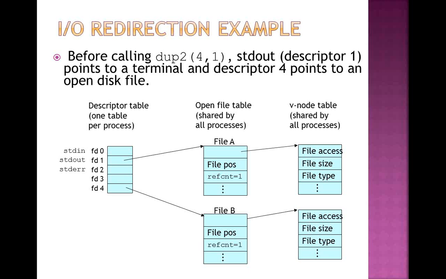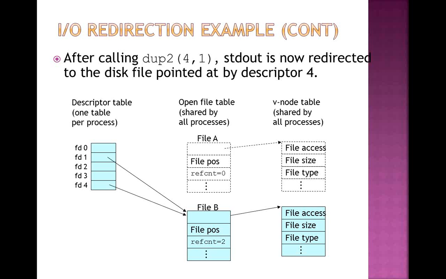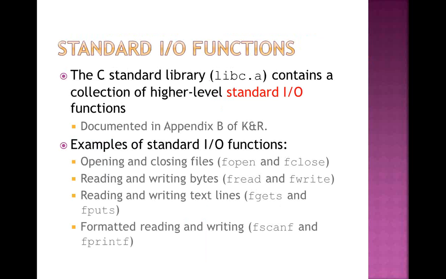Then this is an example that we have discussed about input output redirection, which is done by calling the dup2 function. That is the dup2 function used for stdout and stdin. This is the example that we have discussed.